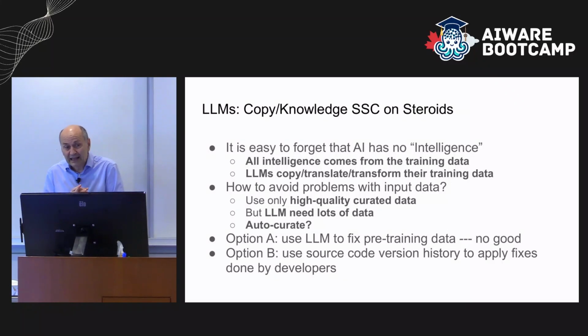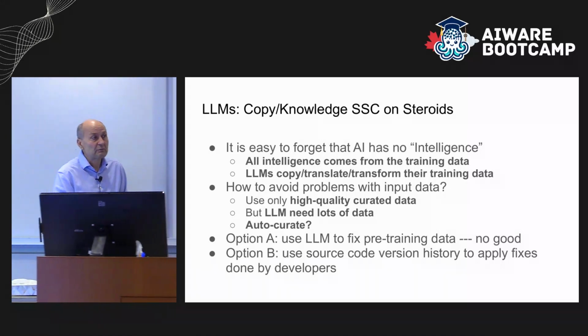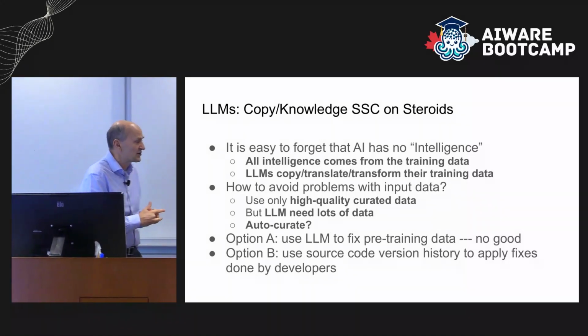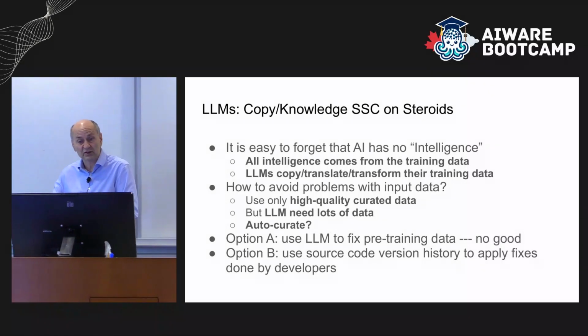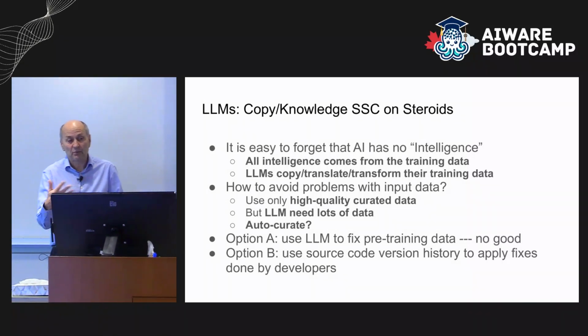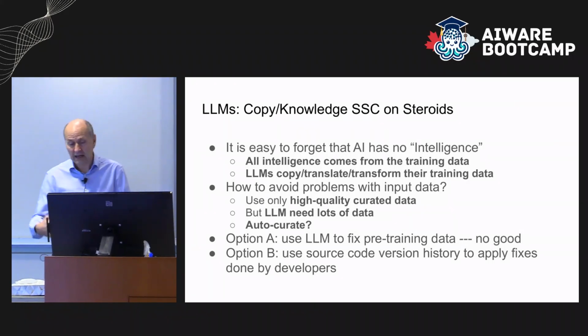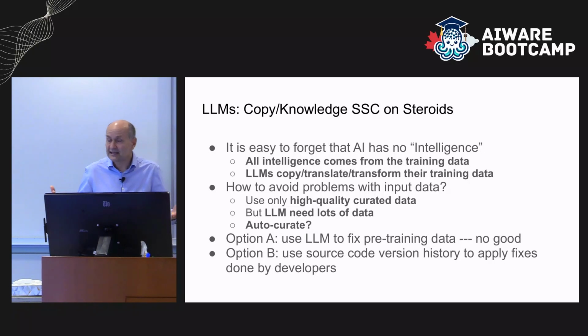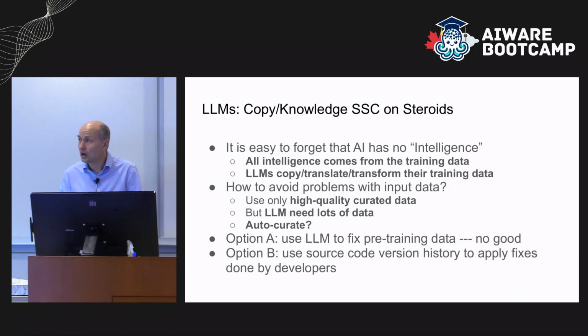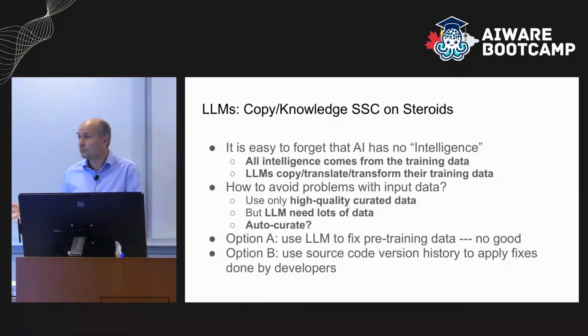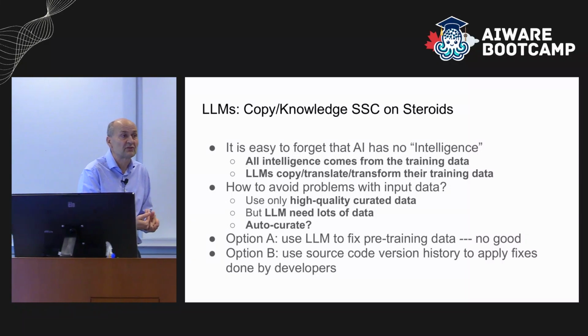It's kind of easy when you use the word artificial intelligence. If you repeat something 1,000 times, it becomes true, so people start thinking that there is intelligence. But actually, intelligence comes from training data, and I think that's a really important part. One way to avoid problems with output is to avoid problems with input. The problem, of course, is that it's easy to say use high-quality curated data, but it's very expensive. So somehow you need to do auto-curation, because of the need to have lots of data. There are two options. One is what probably most of you would say: let's use LLMs to fix that pre-training data.